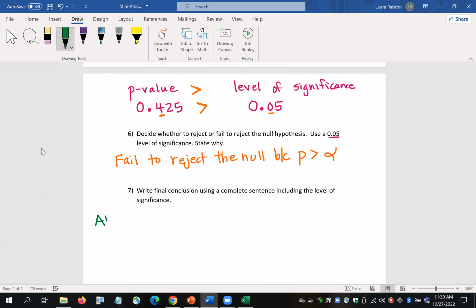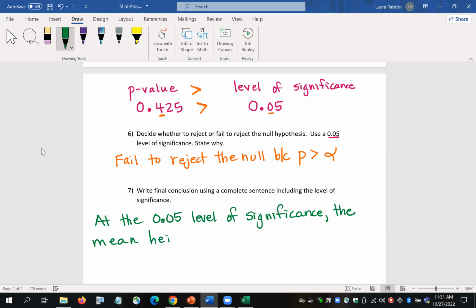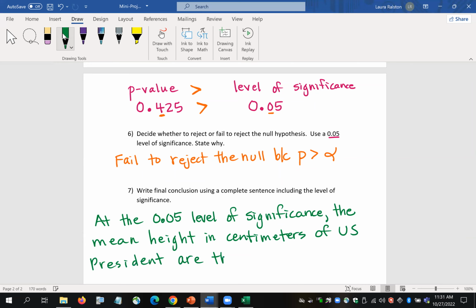So we would say at the 0.05 level of significance, the mean height, I should say in centimeters, mean height in centimeters of U.S. presidents are the same for each astrological sign.